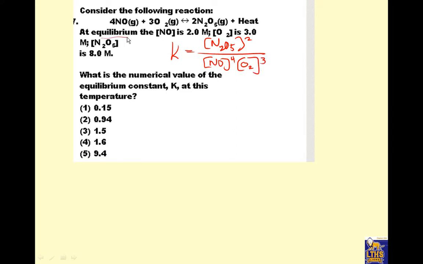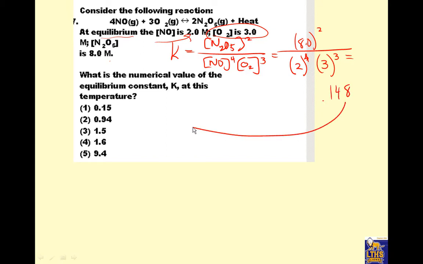They give us at equilibrium the NO, so let's plug that in. NO is 2, that's going to be to the fourth power. N2O5 is 8, so we have 8 molar up there, that's squared. And O2 is 3 molar, and that's going to be cubed. If we plug all of that in, we get 0.148, and that is 0.15 to sig figs. So we found out K is 0.148. Look, it says at equilibrium, so you can plug all of these right into the K, and they're telling you it's at equilibrium, so that's the K.